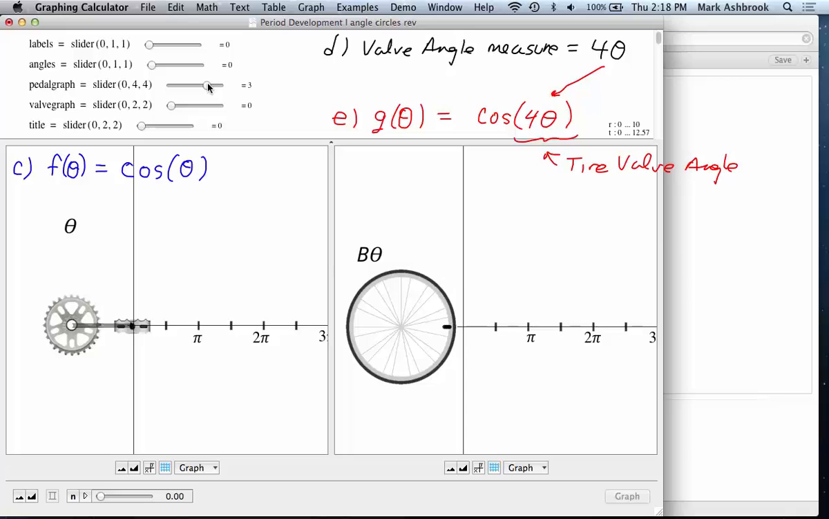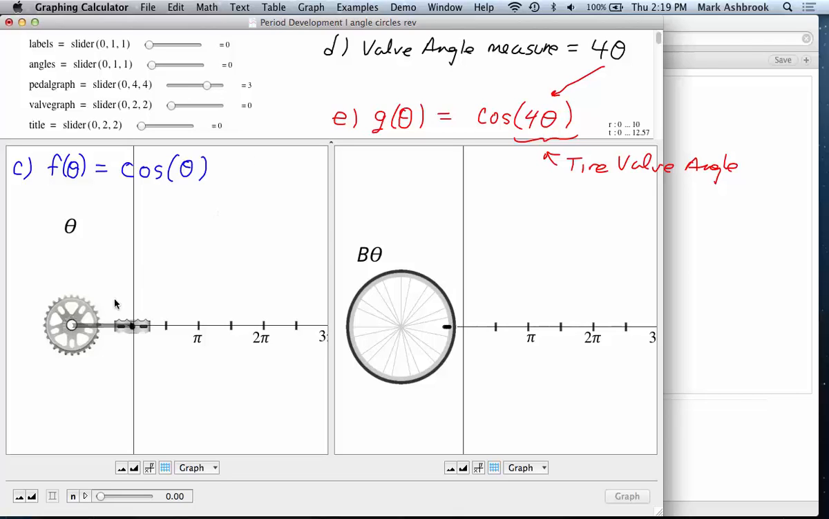Okay, so the F function over here on the left is going to be the pedal angle. Where's that going to start? The min, the midline, or the max? Morgan. I want to graph the horizontal distance to the right of the vertical diameter of the pedal, starting at a pedal angle of 0. Is that going to start at the min, the midline, or the max? The max. Because right now we're at the maximum distance to the right.